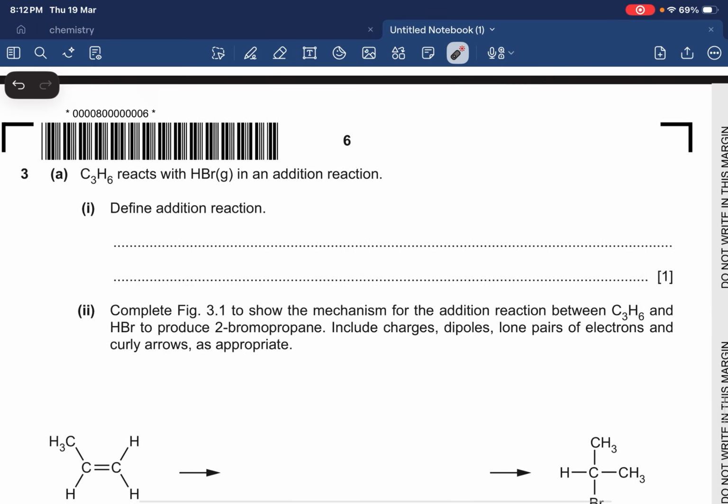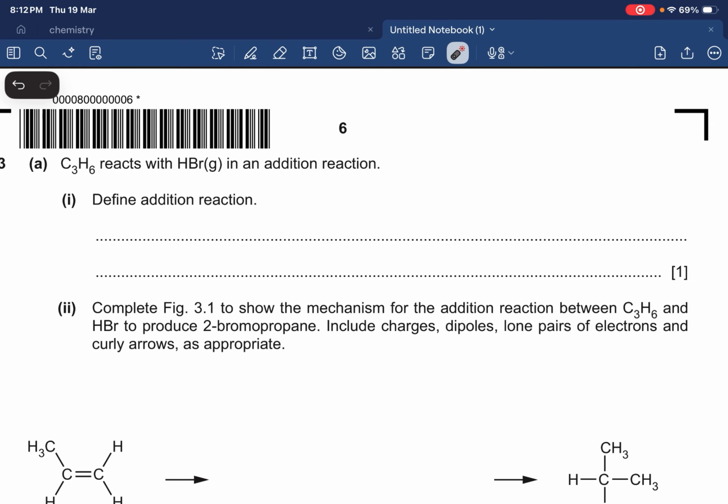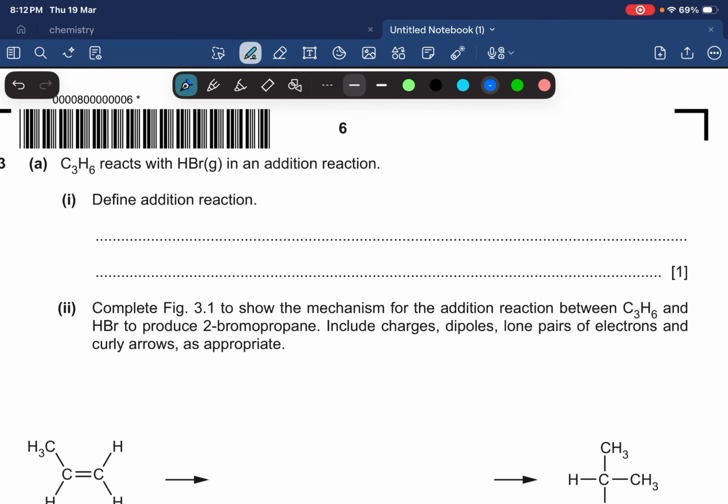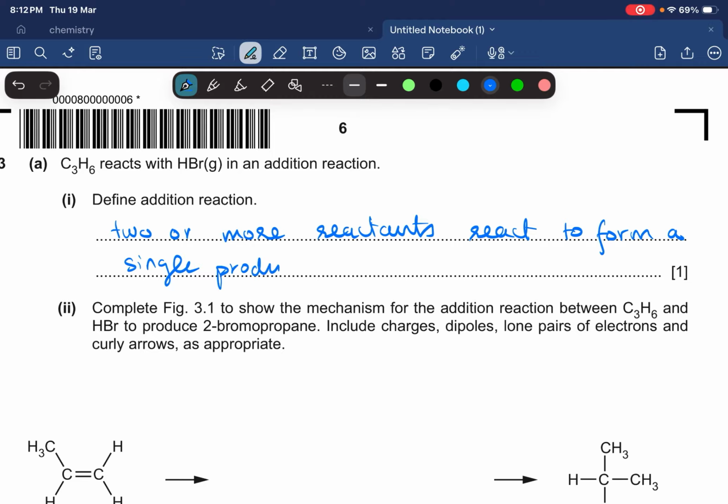Define addition reaction: when two or more reactants react to form a single product only. Addition reaction means that one product is going to be formed. That's the core definition that you should know. Two or more reactants react to form a single product, or one product.